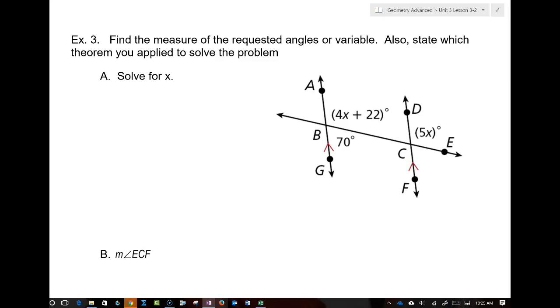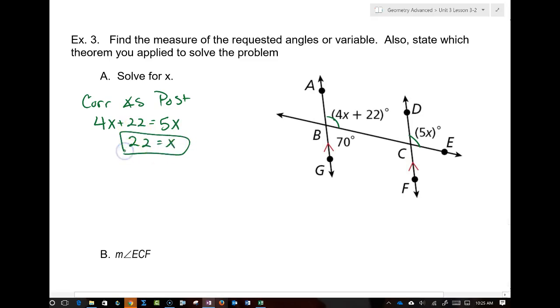What would I do first, guys? Bethany. So corresponding angles postulate for x is equal to. Exactly, great idea. Because I have the corresponding angles postulate, I know 4x plus 22 is equal to 5x. Notice, what did I do to my diagram? Did I mark it in my diagram too? So then I just solve for it, and I get x is equal to 22. I just subtracted 4x from both sides.